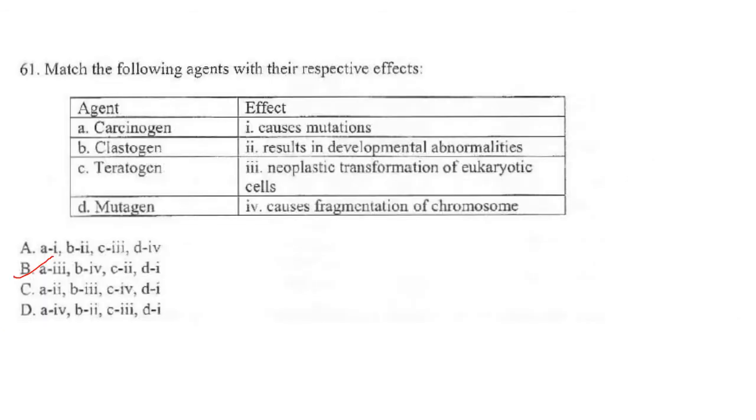And match the following with their respective effects. Carcinogen is neoplastic transformation of eukaryotic cell. Clastogen causes fragmentation of chromosome. Teratogen results in developmental abnormalities. And mutagen causes mutation. So answer is option B, that is A3, B4, C2, D1.